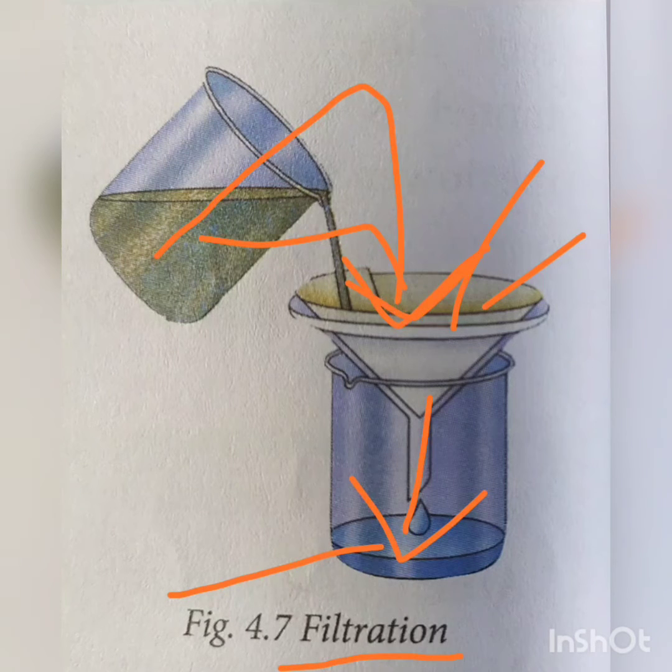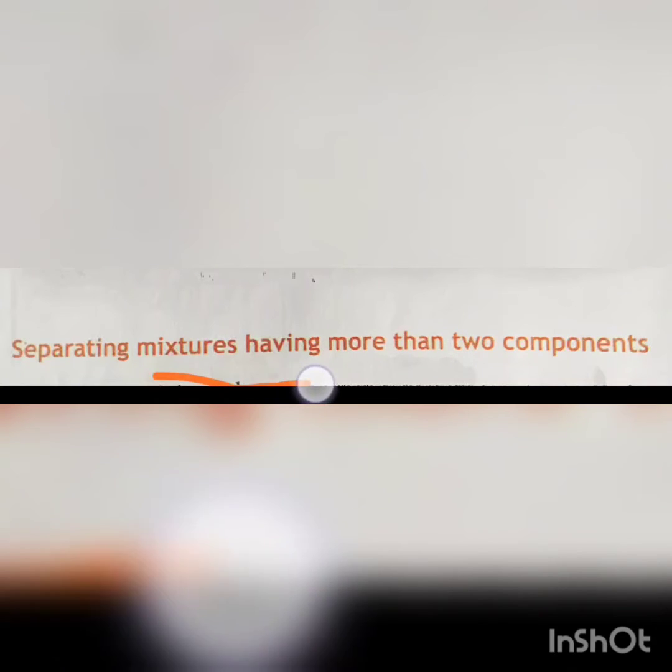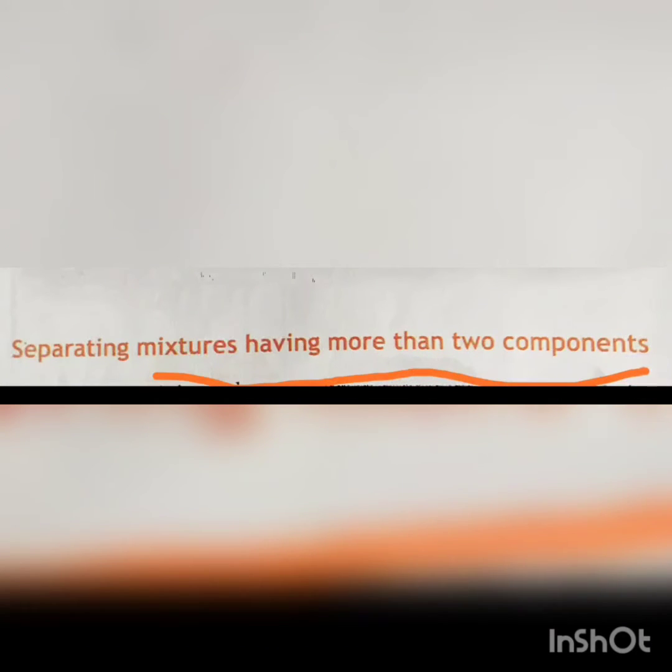The chalk particles are left on the filter paper and water is collected down in the beaker. How can we separate mixtures having more than two components? In a mixture where only two components are separated, we use single methods, but when the mixture contains more than two components, we have to use different methods to separate the components.